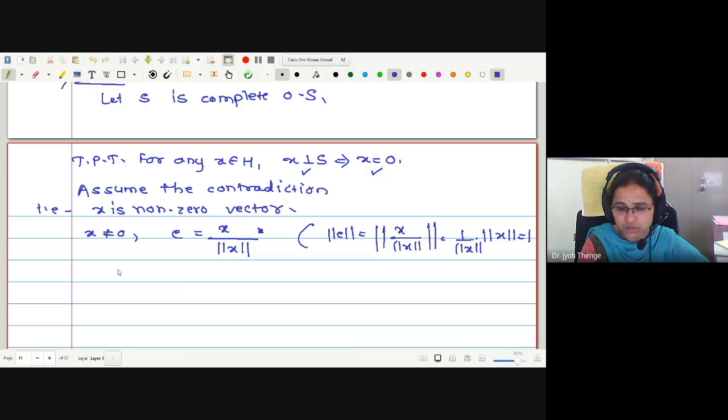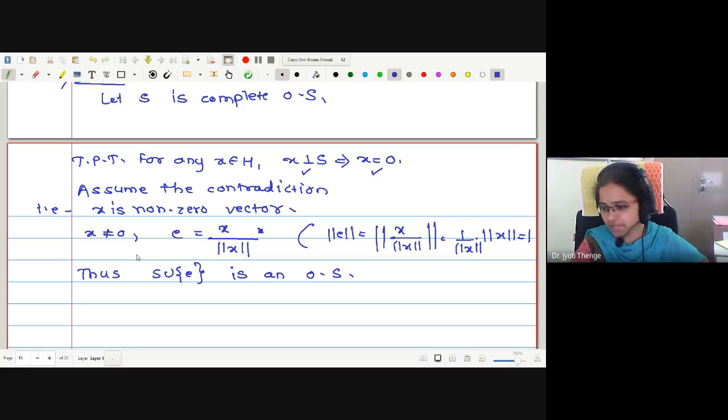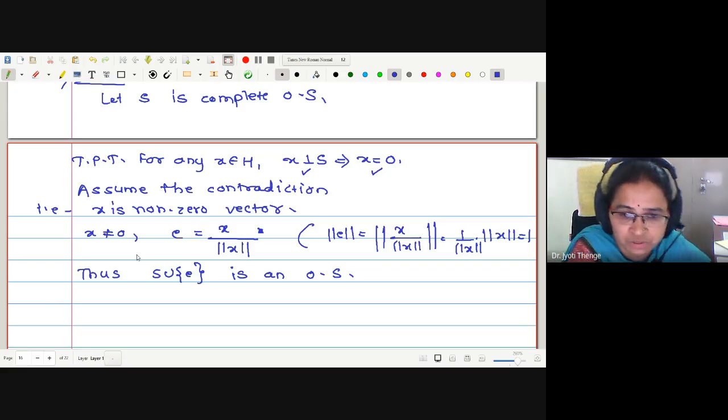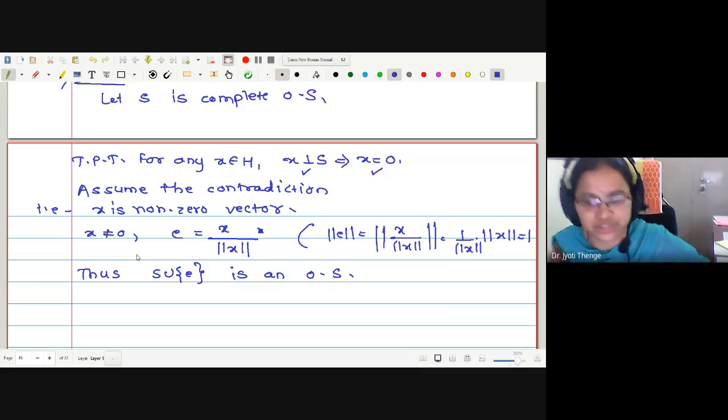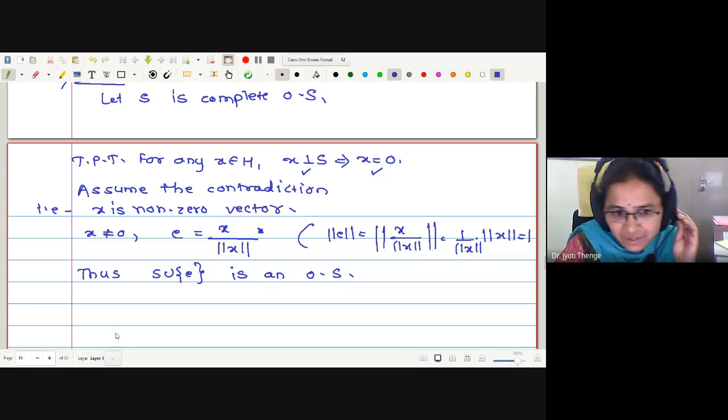Therefore, whatever the non-zero vector we have, let me adjoin or add this vector to the set S. Thus, S union singleton E is an orthonormal set. Correct? S is already given to be orthonormal. X we have assumed to be a non-zero vector. With that non-zero vector, we have formed a unit vector. And S union that vector E must be an orthonormal set. If it is an orthonormal set, what should it give us? It should give us a contradiction that it properly contains the orthonormal set. Okay, which is a contradiction. What is the contradiction? Contradiction due to properly containing the given set.